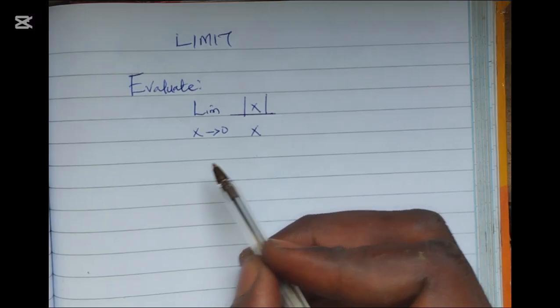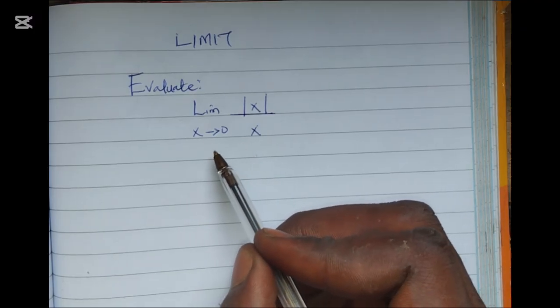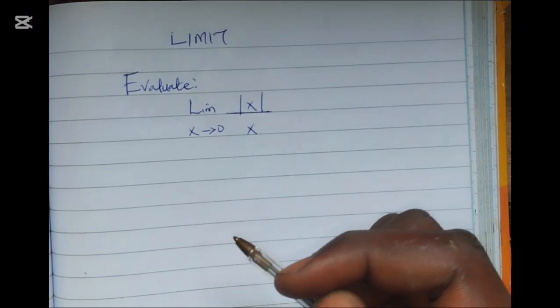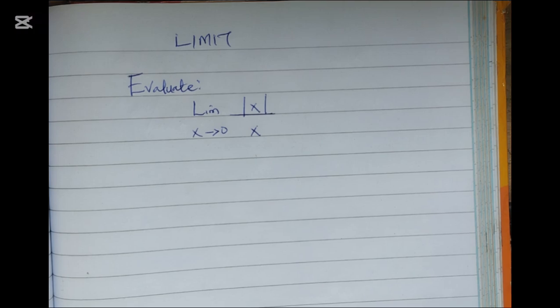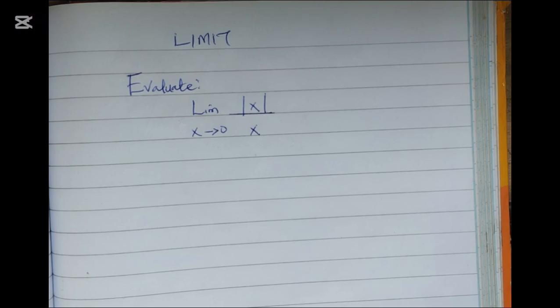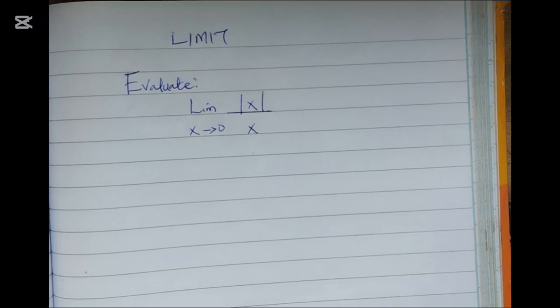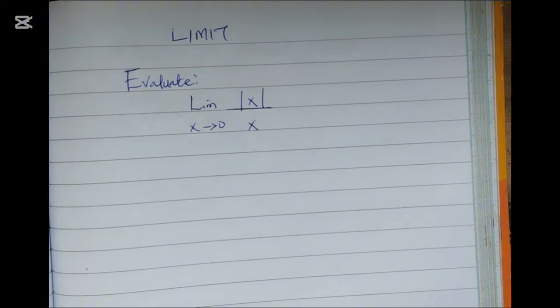We have been asked to evaluate the limit as x goes to 0 of the absolute value of x all over x. Now the idea about absolute value problems is that they let us know whether a limit truly exists or not.